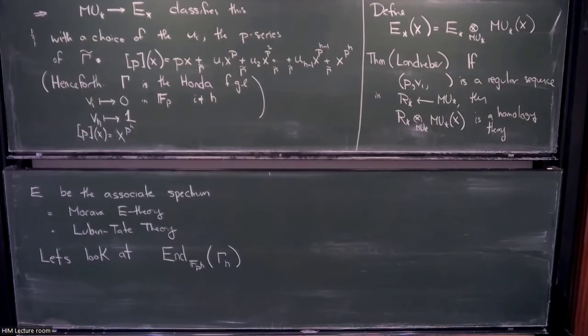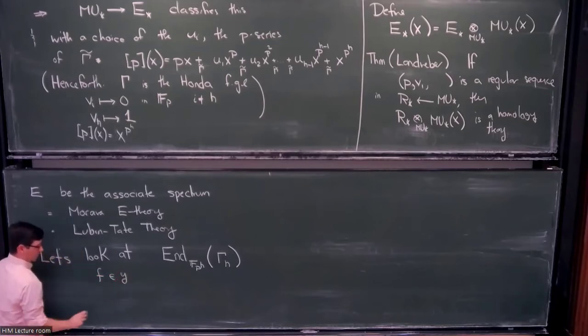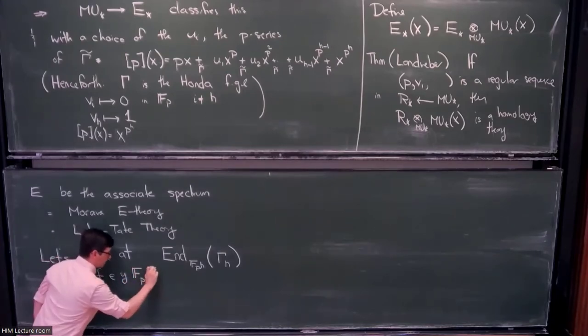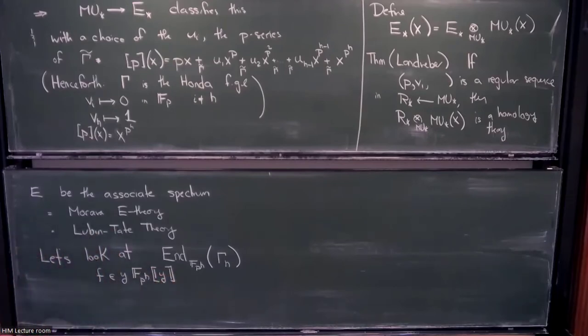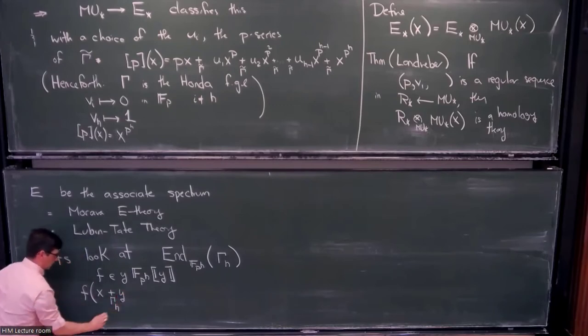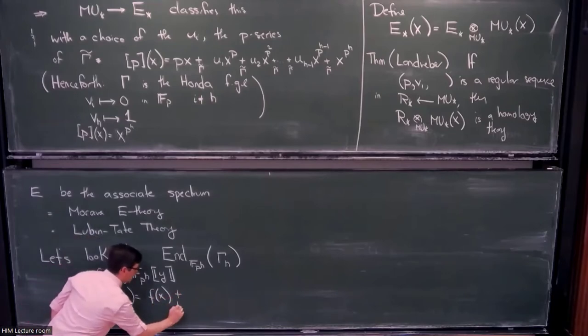So, remember, what does it mean to be an endomorphism of this formal group law? Well, this means that I'm looking at a power series with constant term zero, a power series in Y, and it satisfies that F of X plus_F Y (the formal group law sum) composed with gamma is F of X plus_F F of Y.